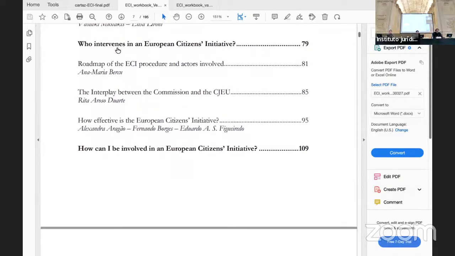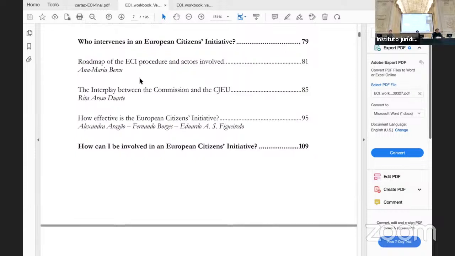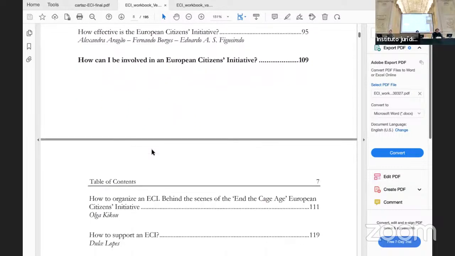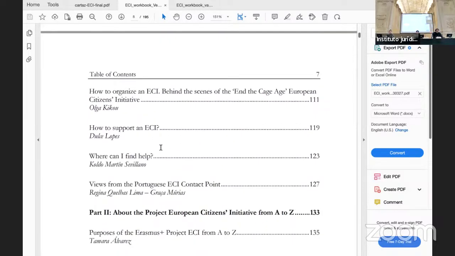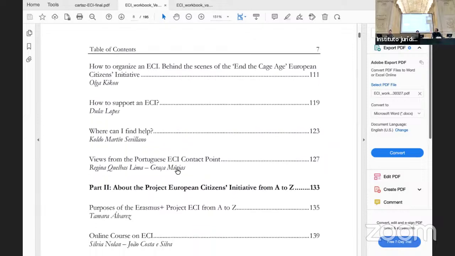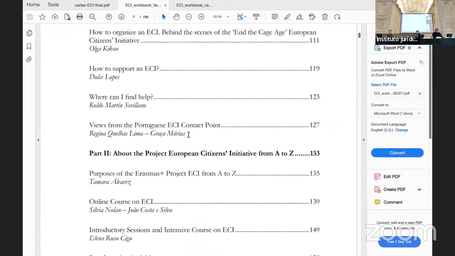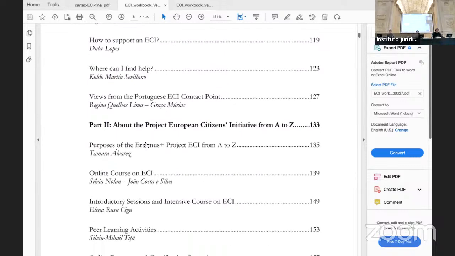We have also another section about the actors involved in the European Citizens Initiative, and how can I be involved in the European Citizens Initiative? These are questions related to the practice of how we can support an initiative, how can I find help, where can I find help, and of course we have the valuable contribution from the Portuguese ECI contact point. Thank you very much, Gracia. It's the views from the Portuguese ECI contact point.